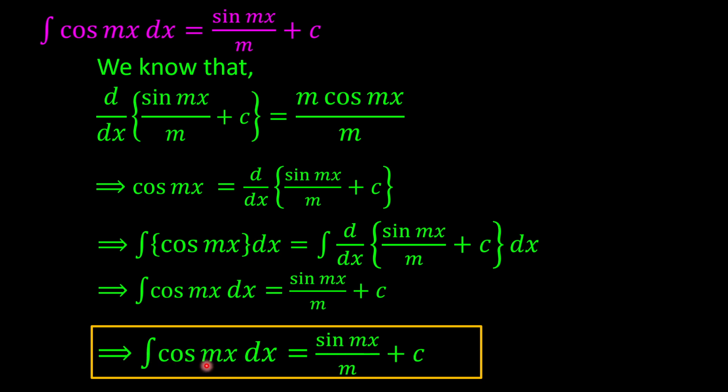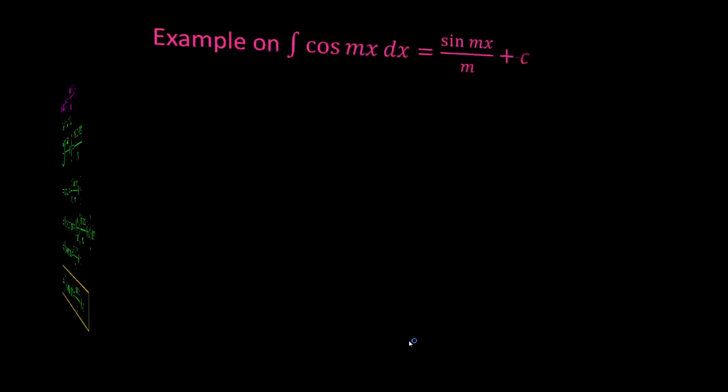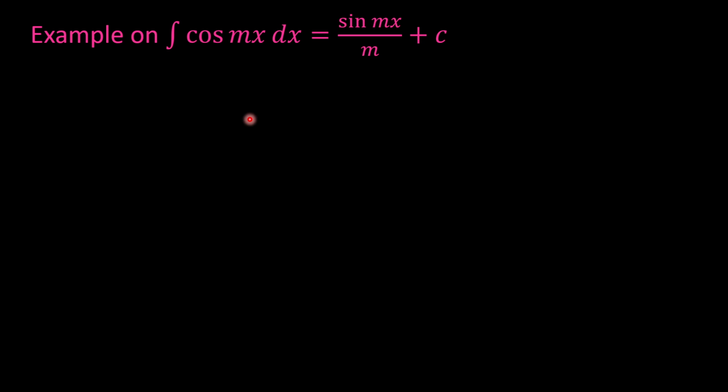That means the integral of cos mx with respect to x is sin mx by m plus c, where c is the integral constant. Let's have a look at some problems relating to this standard integral.